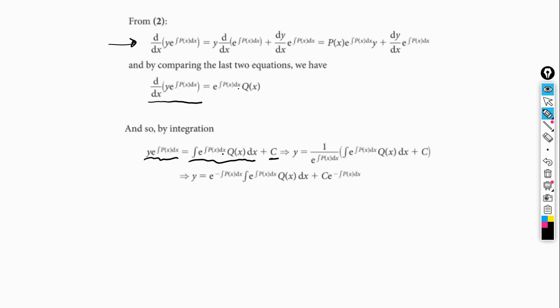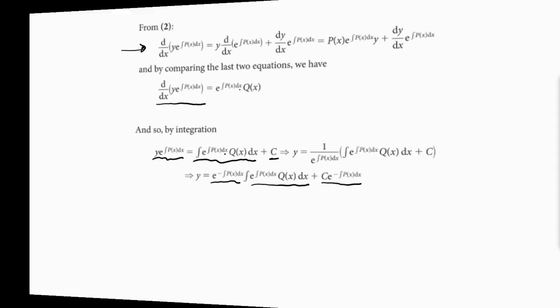And then this is a general solution in a formula that leads to y is equal to e to the minus integral of p of x dx times the integral of the right-hand side plus a constant c times e to the power of negative integral of p of x dx. So this is the same formula that we found for case 2. So now let's go to an example.